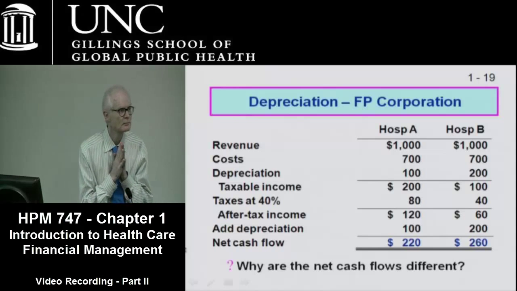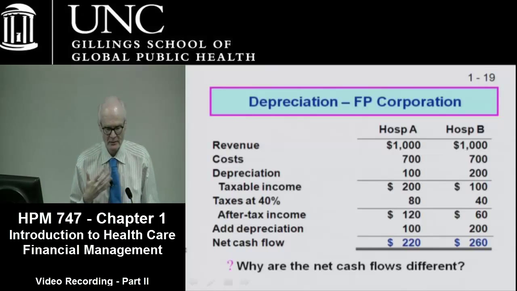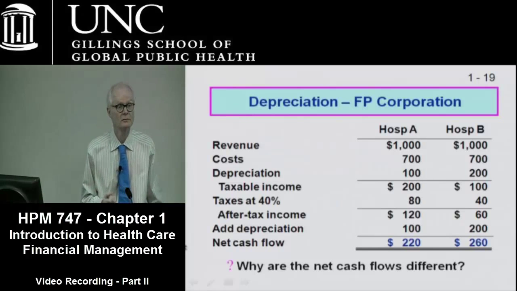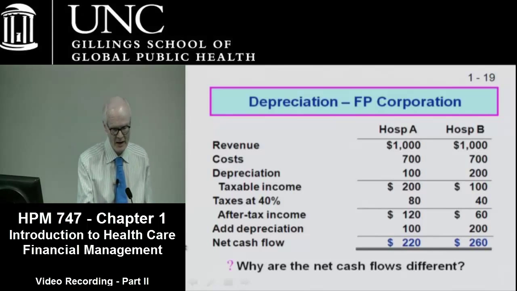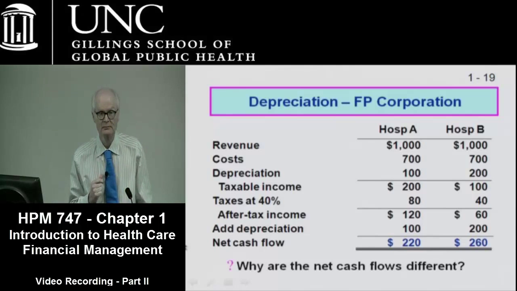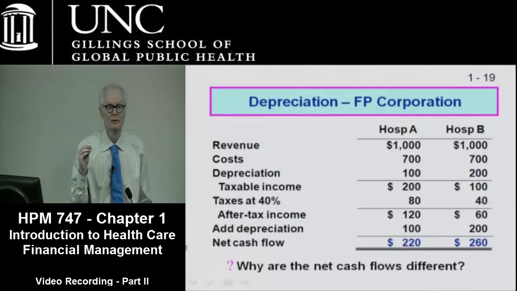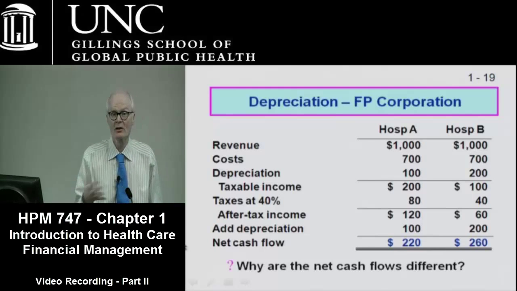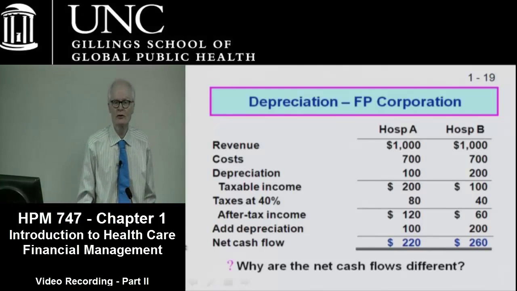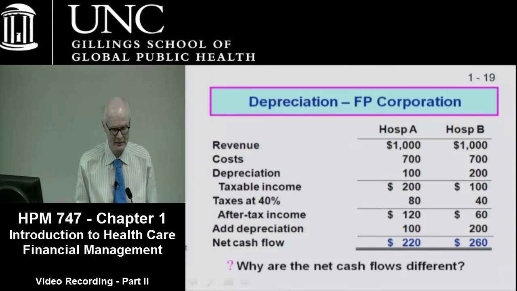The higher the depreciation, the higher the net cash flow. Right, so what's Hospital B got going on for it here? It's got a lot more depreciation than Hospital A. So it pays a lot less tax. That is called a depreciation tax shield. So what that means is that by increasing the amount of depreciation, if you buy a lot of capital assets, that increases your depreciation expense, that reduces your taxes, because depreciation is a tax-deductible expense.